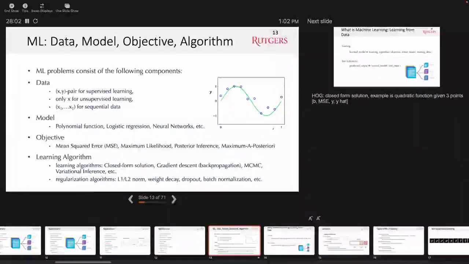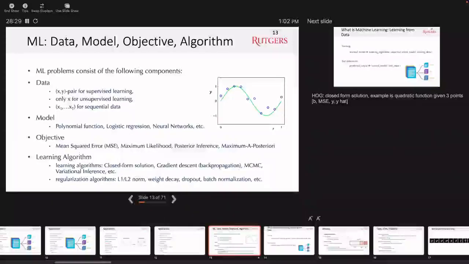We're going to come back to these slides again and again, today or maybe in next week's course. So this is a very important slide. Whenever people talk about machine learning, you should always think about what's the data, what's the model, what's the objective, and what's the learning algorithm. And this is not just deep learning, this is also about general machine learning.